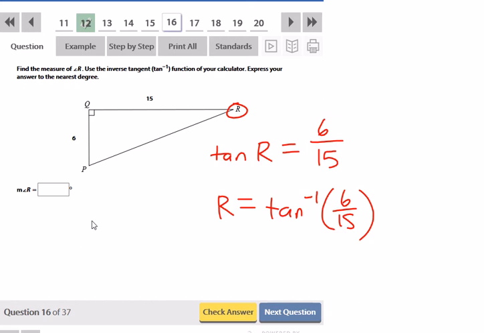So go to your calculator, find your inverse tangent button. That gives me 21.8. They want it to the nearest degree. So to the nearest degree, that's going to be 22. 22 degrees.